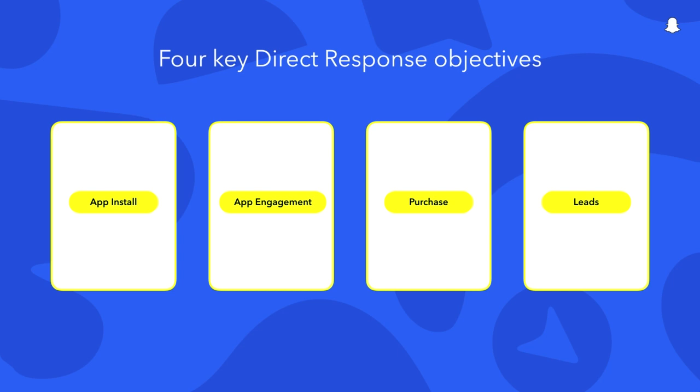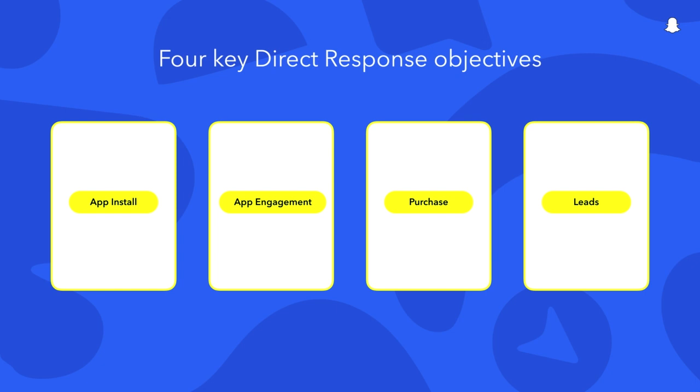The first, drive app install. Many verticals are seeing success when creative best practices are followed here. The second, driving mobile app engagement. Use deep link attachment to re-engage users. This is great for advertisers that sell within their app and drives Snapchatters directly to that anchor within their app.